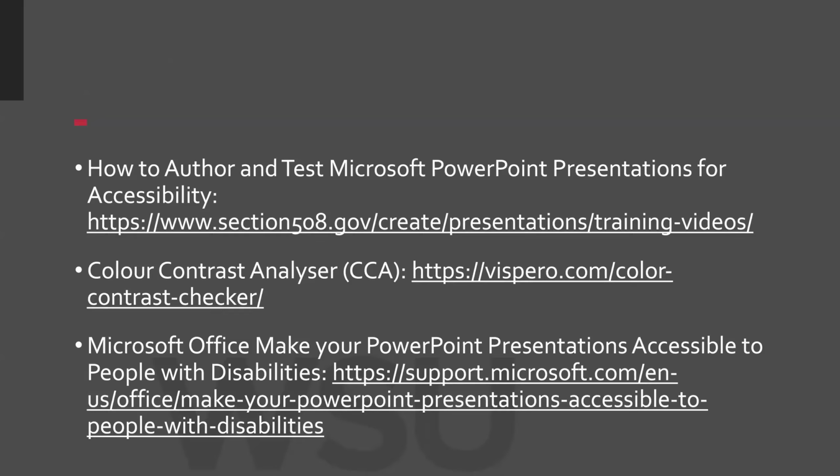The first one is how to author and test Microsoft PowerPoint presentations for accessibility. This is a really great tool. This is where I took a lot of my trainings. It's on the Section508.gov website. The URL is section508.gov/create/presentations/training-videos.